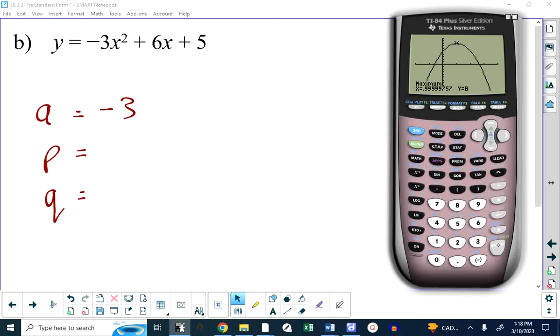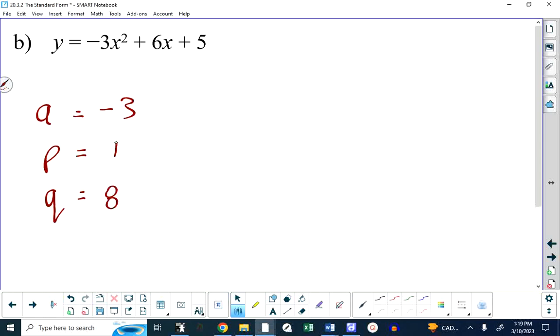It's a luck of the draw. You just happen to put your cursor in a place or places where the calculator spit out that answer. But x is 1 and y is 8. So that means p is 1 and q is 8. I feel as though other than the x-intercepts, I shouldn't have to really explain this, but I will. This parabola opens down. By the way, it would be narrower than x squared because a has that 3 in it. The vertex is at 1, 8.